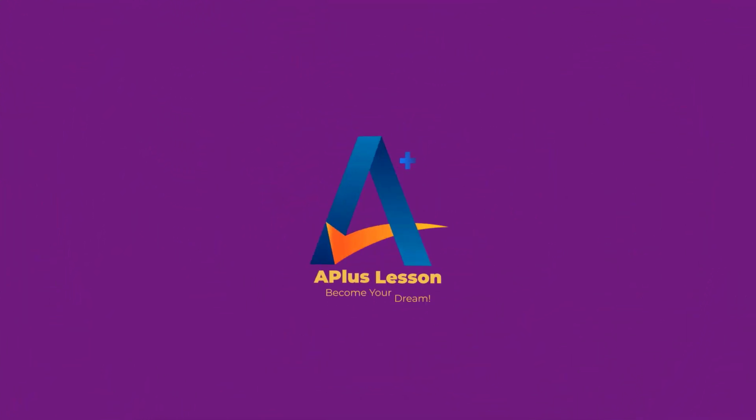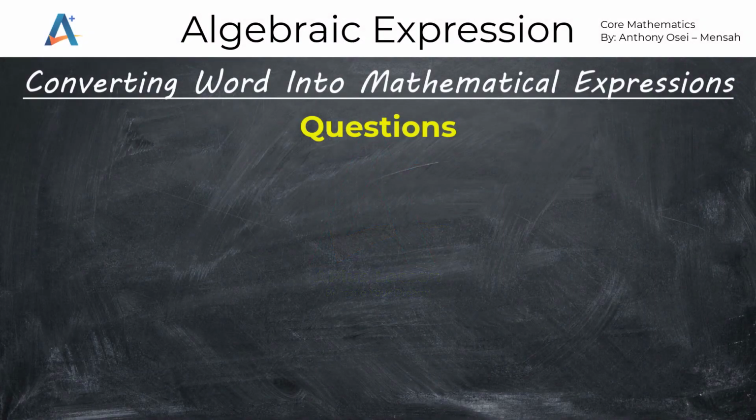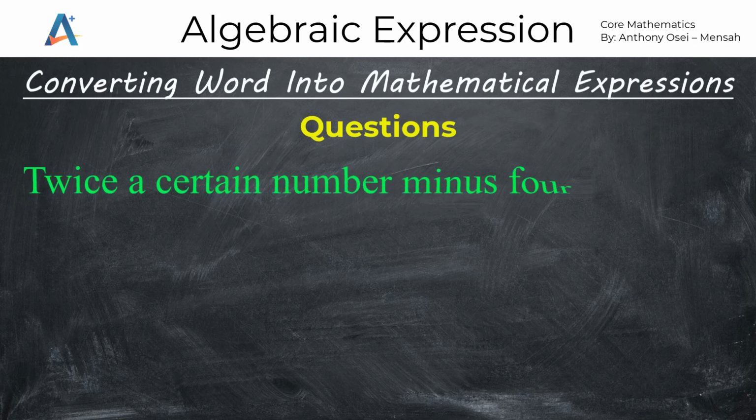We want to look at examples under expressing words into mathematical forms, or converting words into mathematical form. In this question, it says twice a certain number minus 4. Let us look at the words one after the other. Twice means 2 times. A certain number, we don't know the number. So as usual, let us represent that number with a variable.